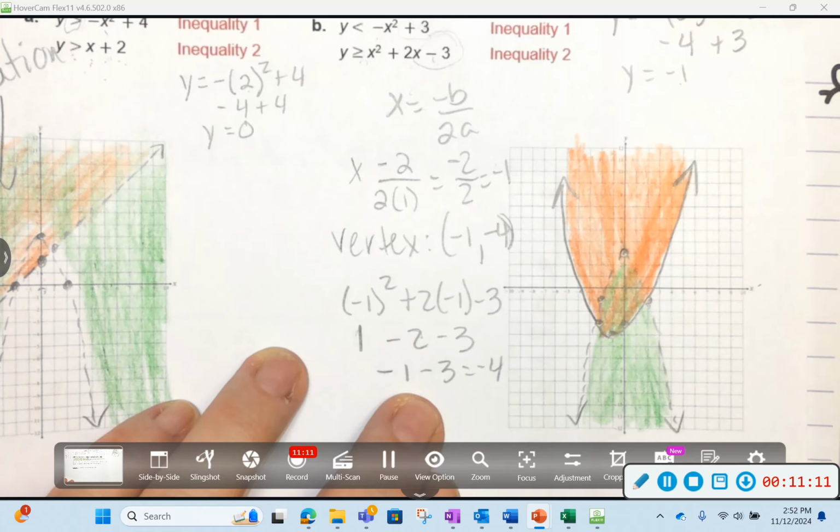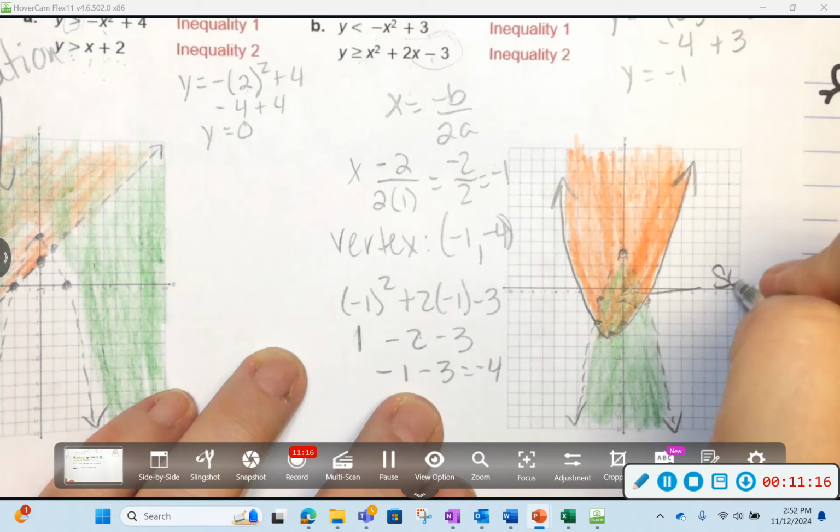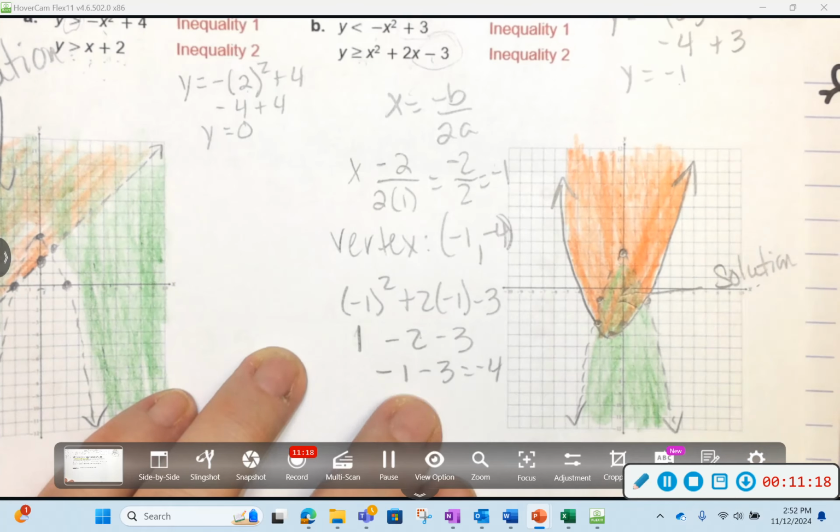Okay, so now where's our solution? This part right here where it overlapped, that is our solution.